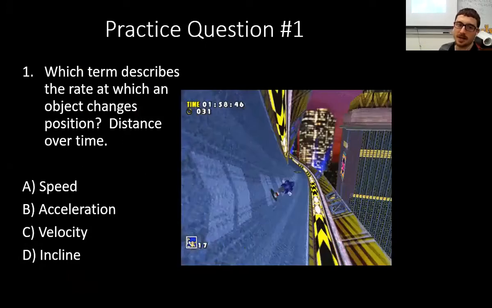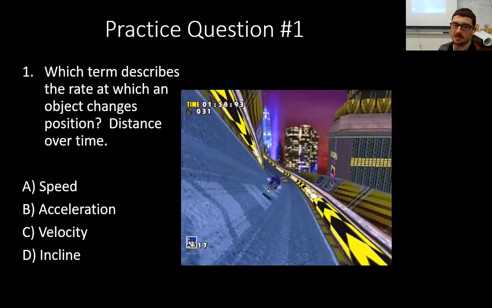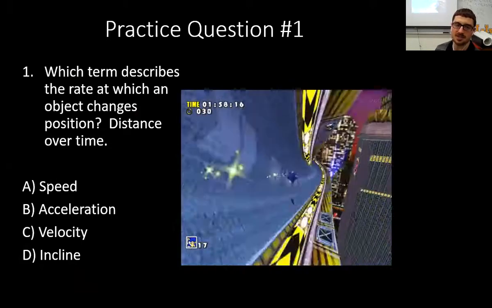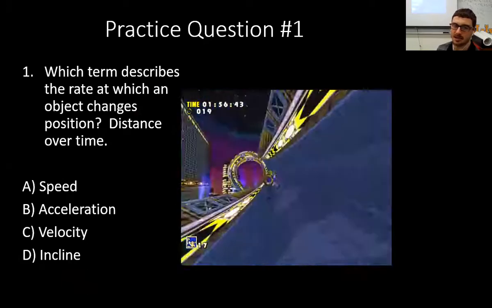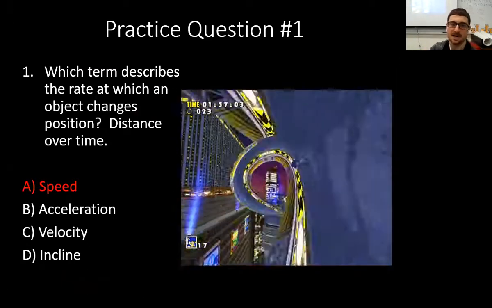Which term describes the rate at which an object changes position, distance over time? Is it A, speed, B, acceleration, C, velocity, or D, incline? What's that going to be? The answer is going to be A, speed, guys.